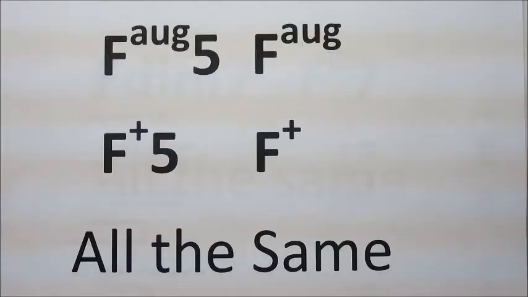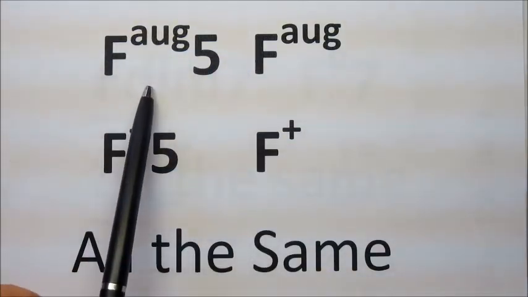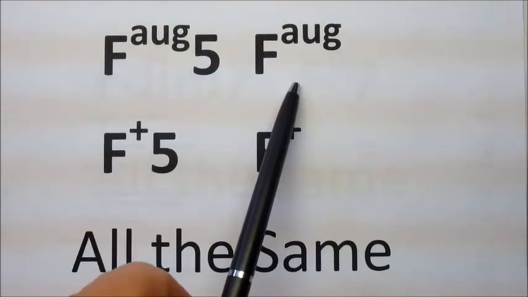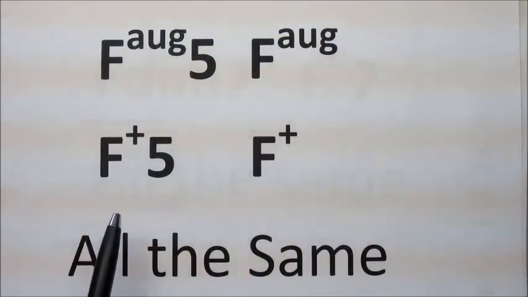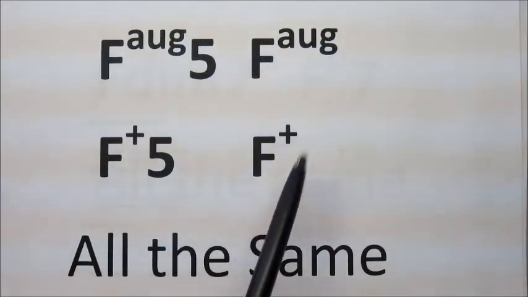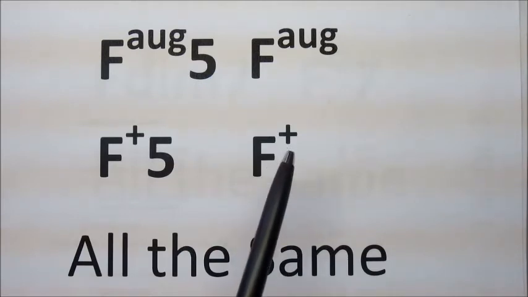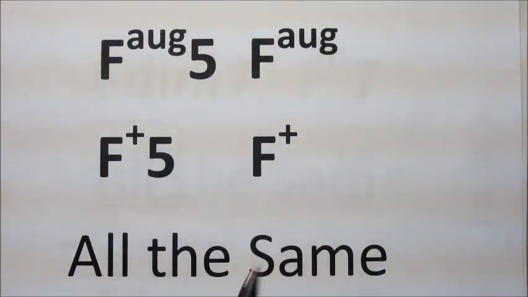Yes, the augmented chord divides the octave into equal 3 parts. 4 different symbols to depict it. We've got an F aug 5, or I could just simply say F aug, the 5th is understood. Likewise the same with F plus 5, or if I just have F plus and no other number after it, the plus automatically refers to the 5.